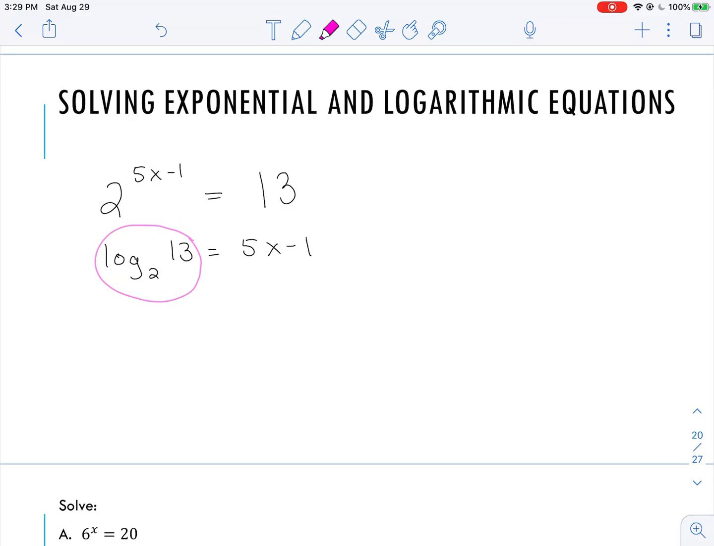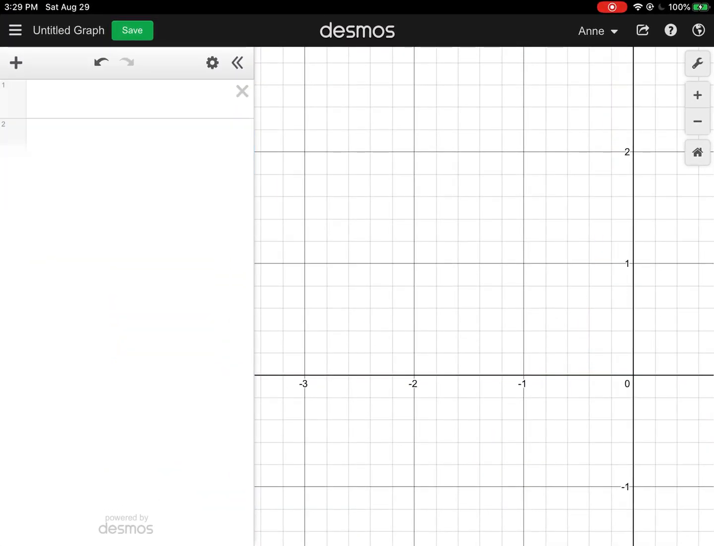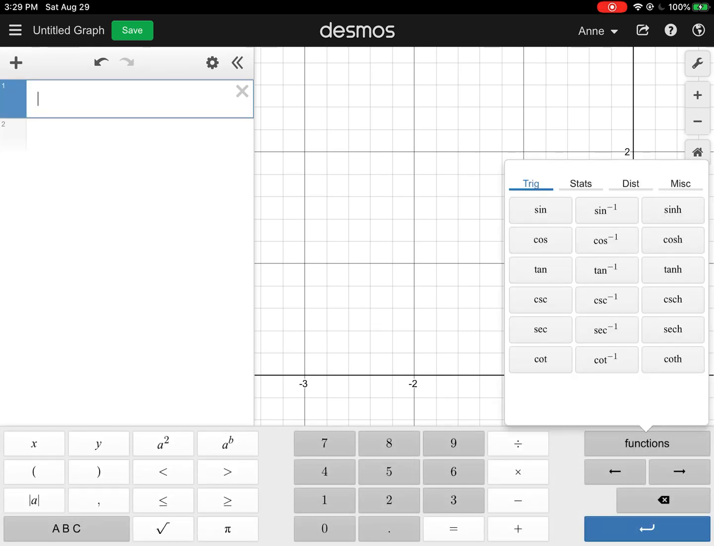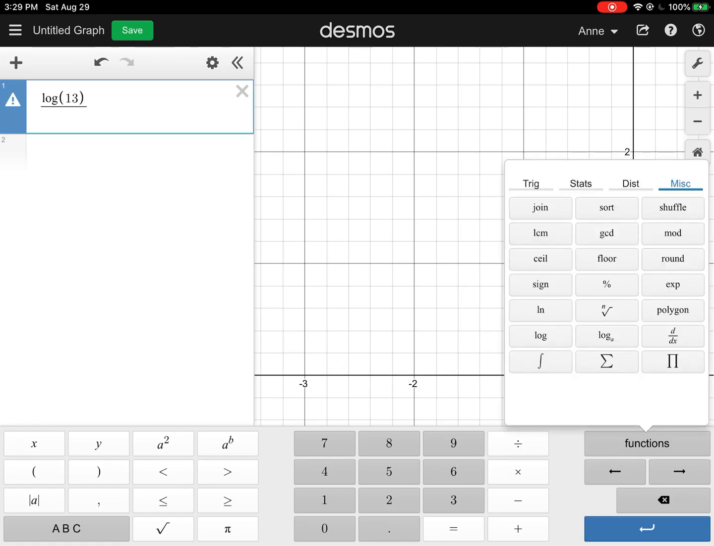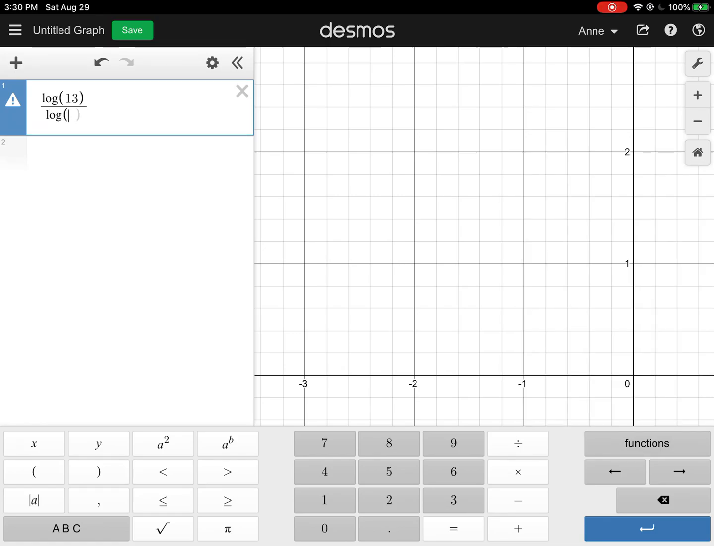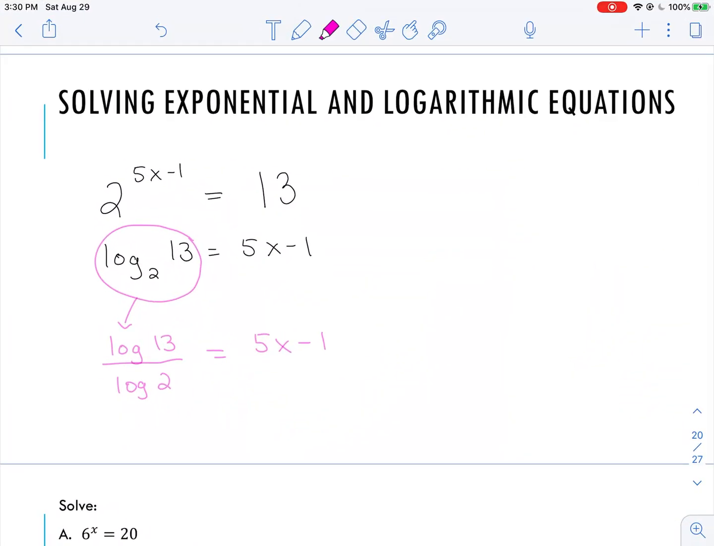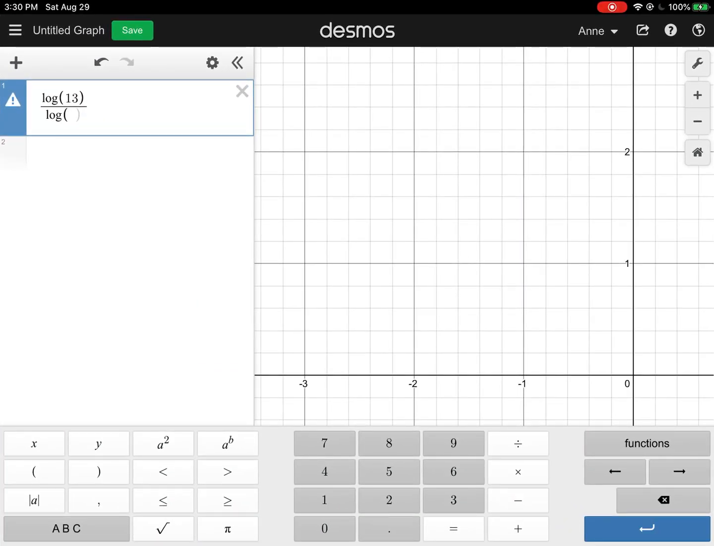Log base 2 of 13, you can use your calculator to solve this. It's called the change of base formula. You take the log of the product divided by the log of the base. So this would be log 13 divided by log 2, and this is going to equal 5x minus 1. So let's use Desmos to figure this out. So log 13, so we go to functions, miscellaneous, and then you've got your log function. So log 13, and then divided by log 2. So log 13 over log 2.